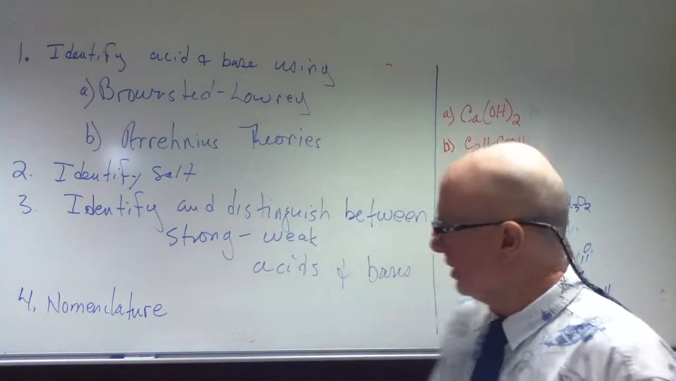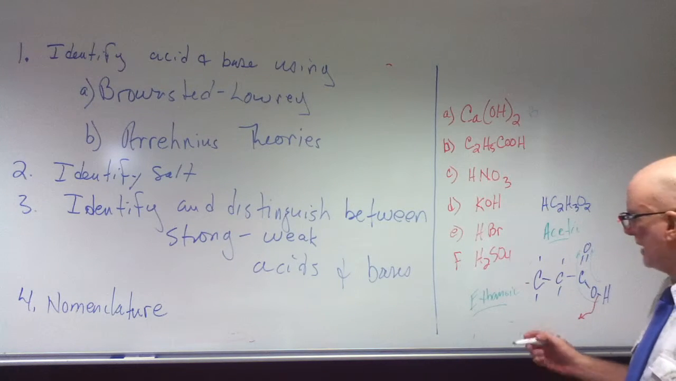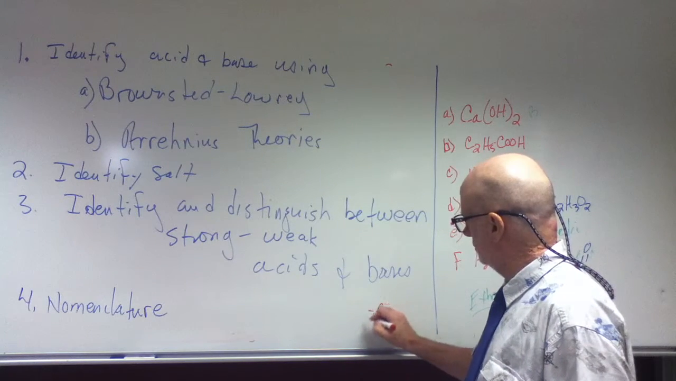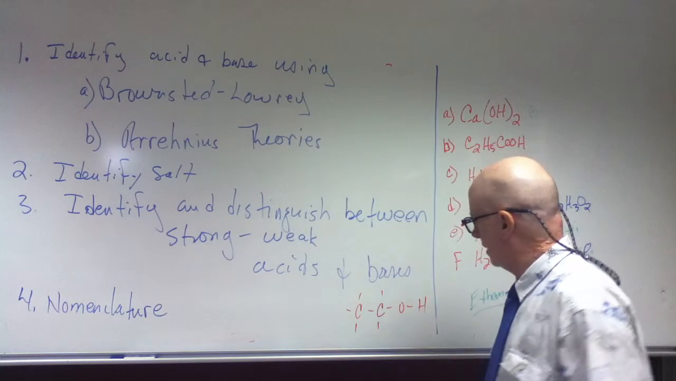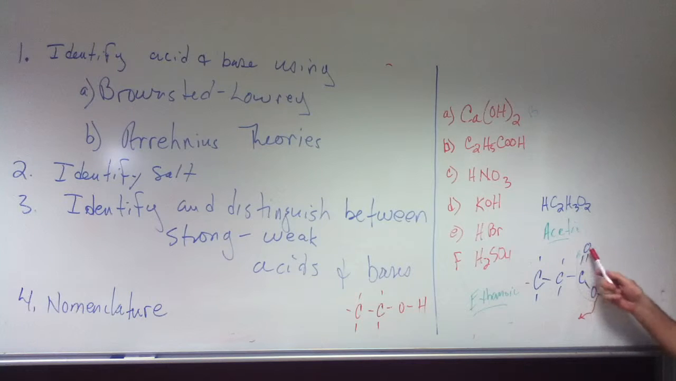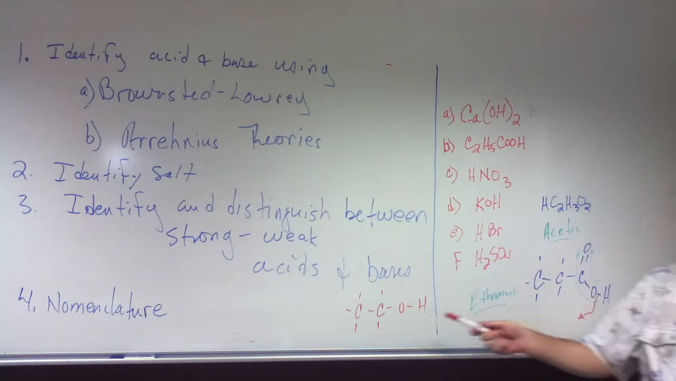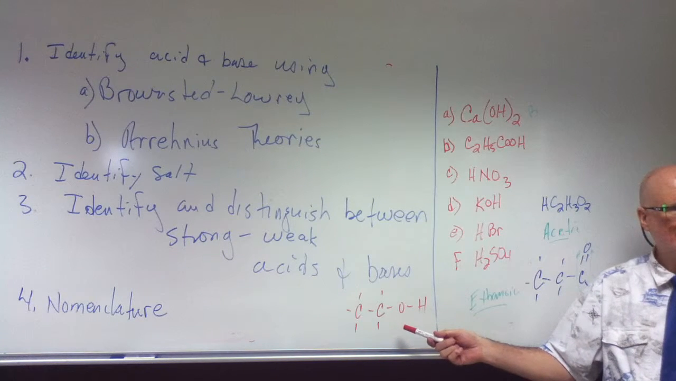If that double bond is not there, what's that called? In other words, it looks like this. What happens if it looked like this? I'll write it over here. If that C double bond O didn't exist, instead it was like this, would that be an acid? Is that an acid?